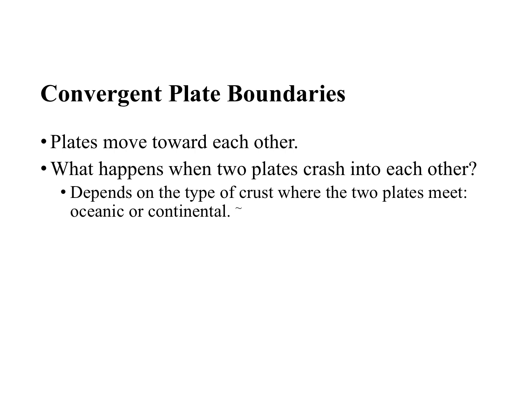Convergent plate boundaries are where two plates are moving toward each other, or converging. So what happens when two plates converge or crash into each other? It turns out that it depends on the type of crust where the two plates meet. Crust can be oceanic or continental.